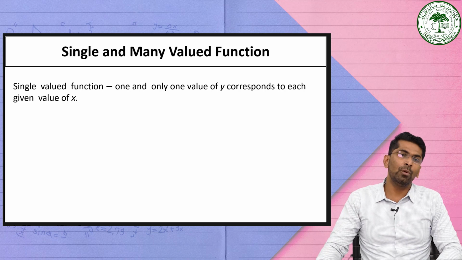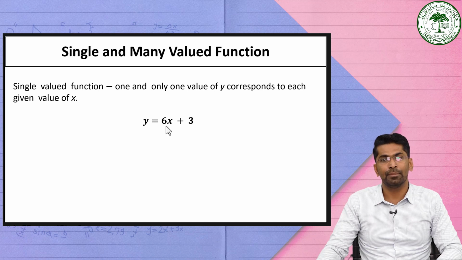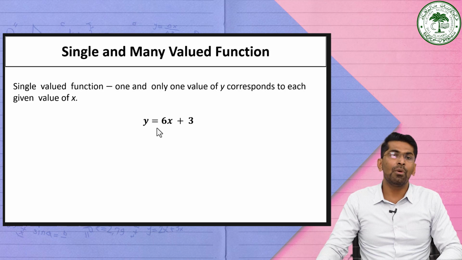We can explain it by using an example. y is equal to 6x plus 3. Here we can assign any value for this independent variable x, and we get only one value for y accordingly. Suppose we assume that the value of x is equal to 2. Then it will become 6 into 2, which is equal to 12 plus 3, which is 15. So we have only one value for the y variable. This type of function is generally known as a single valued function.